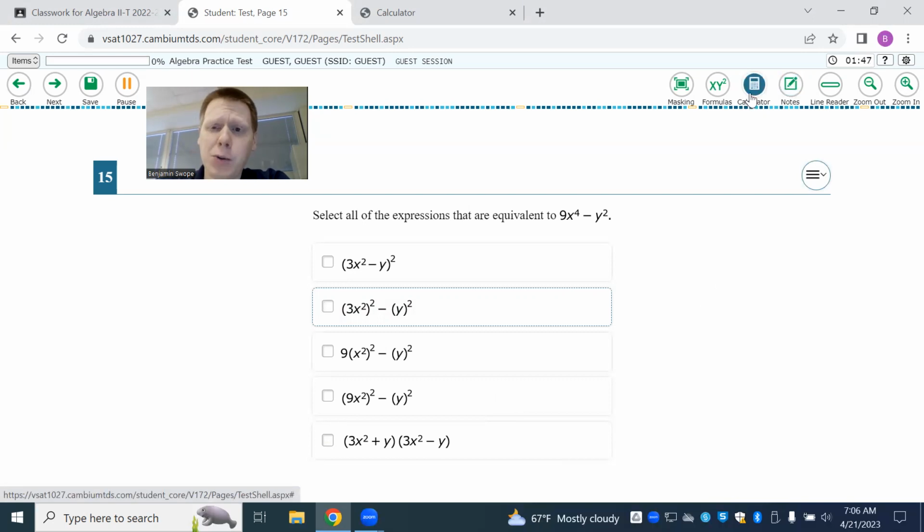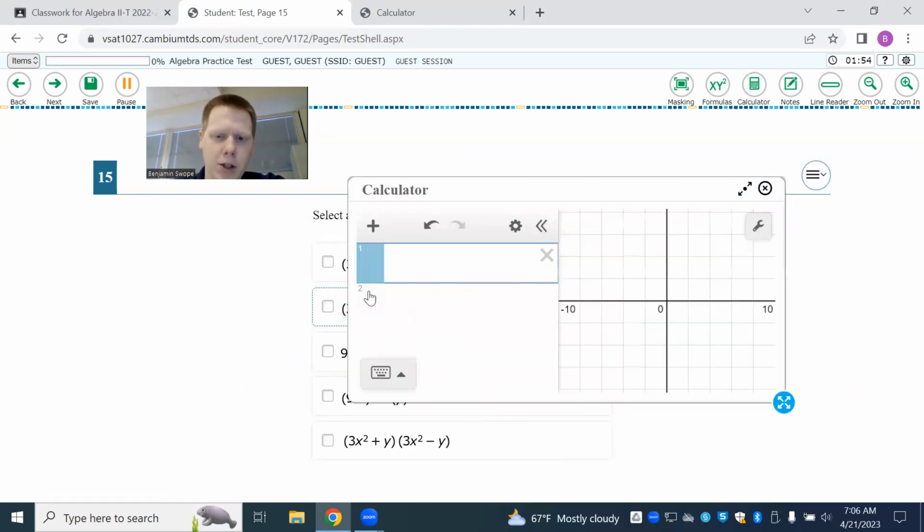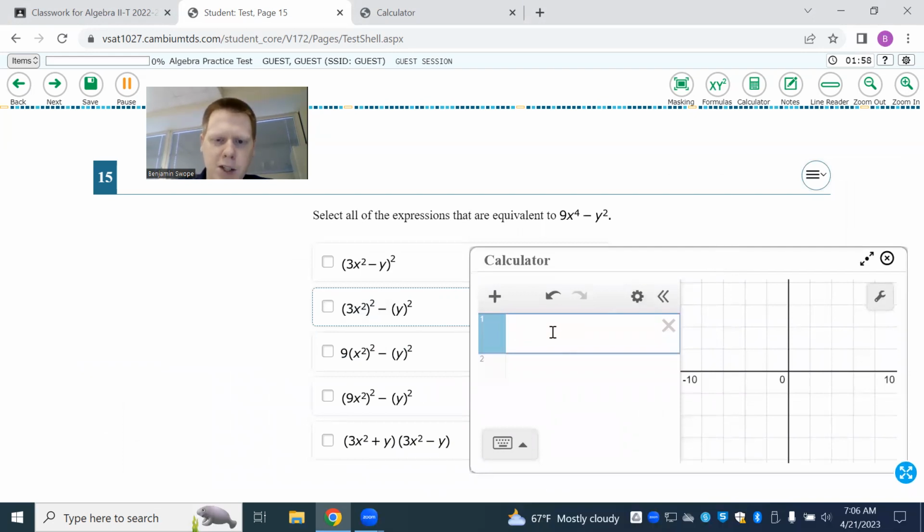So to get Desmos on your EOC, you're going to click this calculator button. There it comes up. You can move this around. You can make this full screen, but I would like to keep this all up at once if possible. But you're going to type in your original equation.